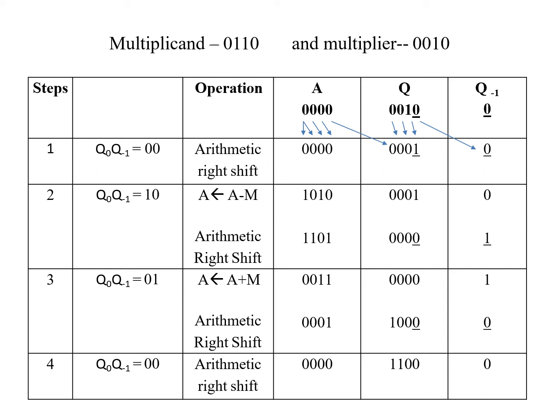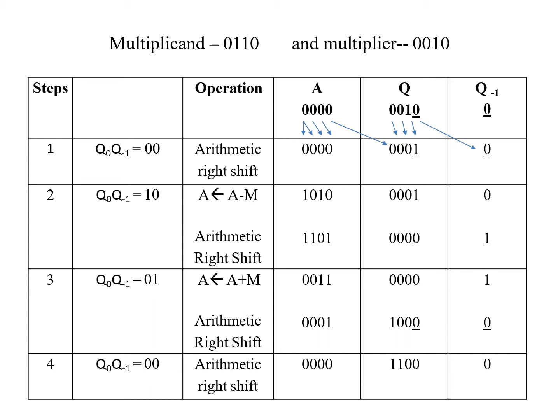Once this subtraction operation is over, right shifting is performed once, with which the bits from A and Q are shifted towards the right by a single position, and the MSB of A gets filled by the previous MSB, which is 1. So at the end of the second step, we have 1101 in the A register, 0000 in the Q register, and 1 in the Q minus 1 register.